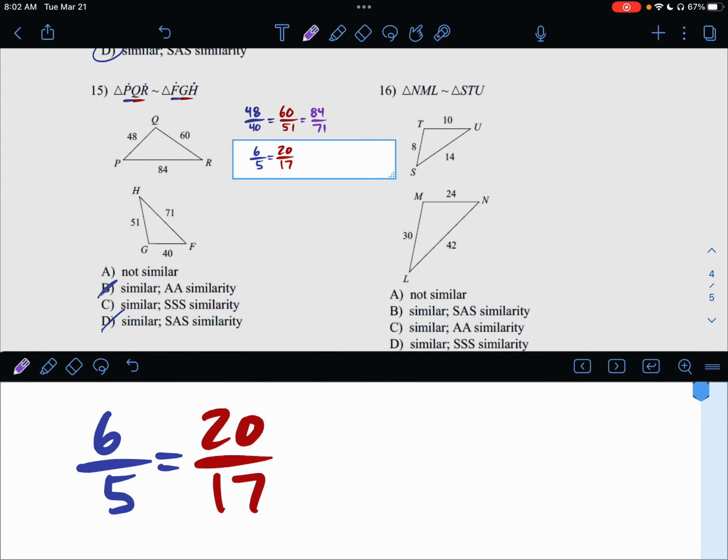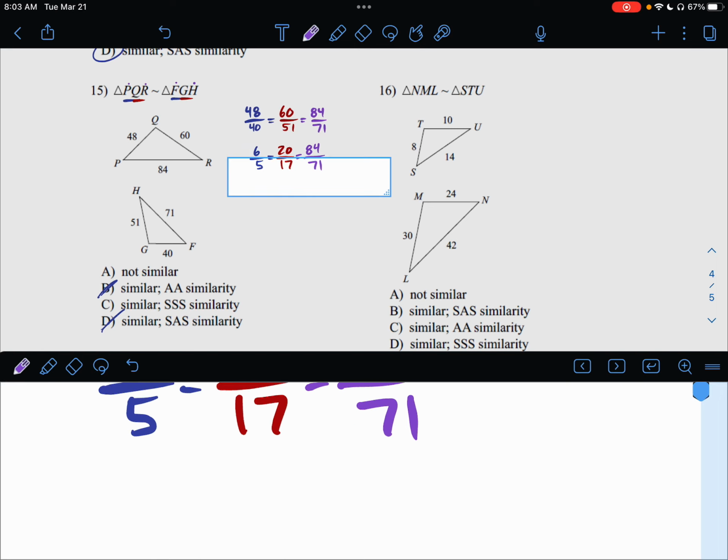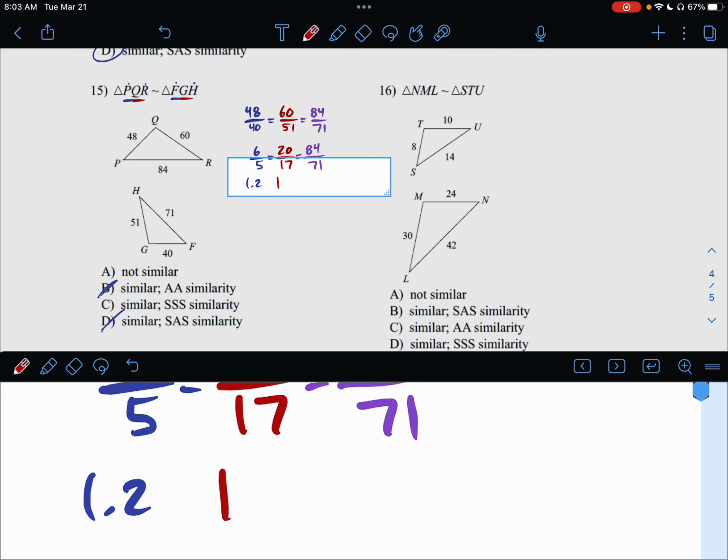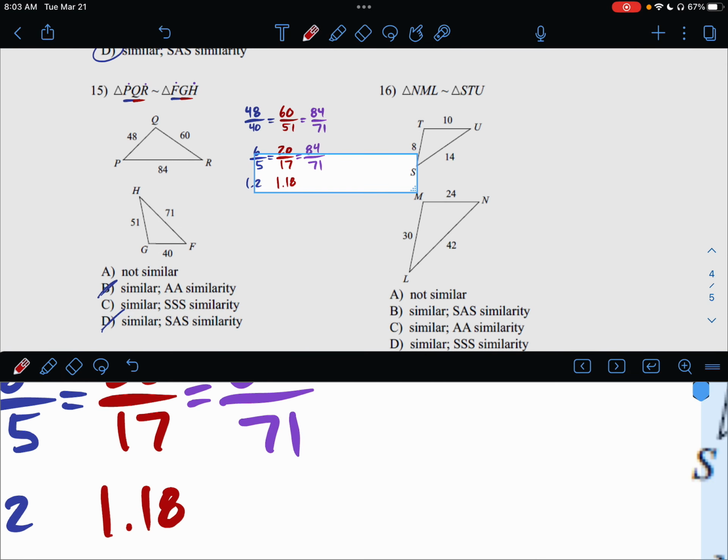And then 84 and 71, there actually is no GCF there. So 71 is a prime number, so it can't be divided any further. So this is as far down as these fractions go. And if I were to type these in a calculator, 6 divided by 5 is 1.2. Then I have 20 divided by 17. This second one is going to be like 1.18. And then 84 divided by 71. That one's also approximately 1.18, but it's like a different 1.18.